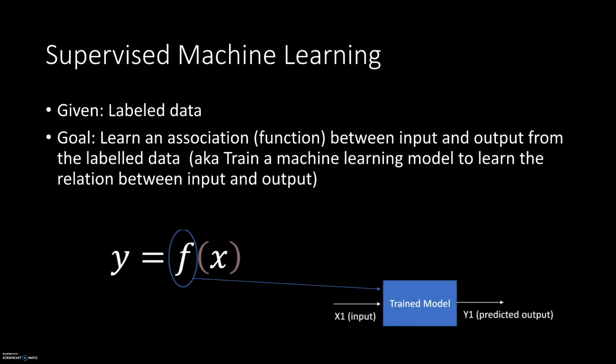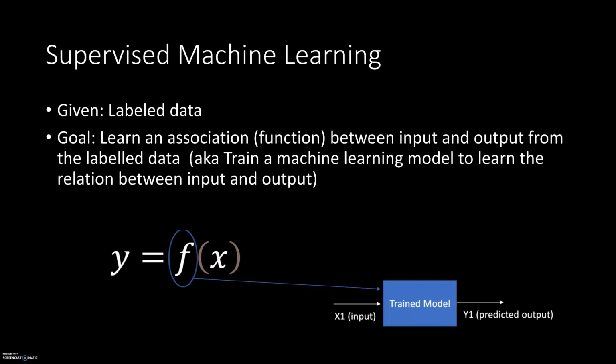Let's start with the definition of supervised machine learning. So supervised machine learning is one way to train a machine learning model. In this technique, we are given the labeled data. So we have a set of inputs and we have a set of outputs that correspond to each input. So we're given labeled data. Then we want to learn the association between input and output. So we want to learn the relationship. How is a particular output related to a particular input?